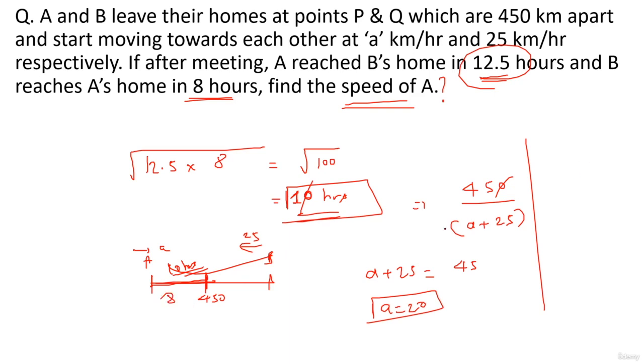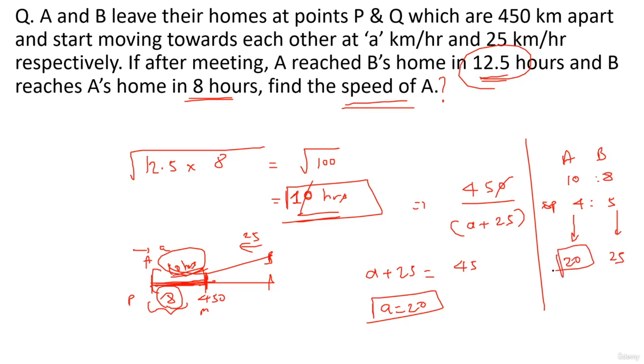So the time taken for this same journey, from this point P to the meeting point, the time taken to meet is 10 hours. And B is coming from here to A's house in 8 hours, right? So for this same leg of the journey, the ratio of the timings of A and B is what? 10:8. So what will the ratio of speed be? The inverse, 4:5. But 5 corresponds to 25 kilometers per hour. 4 corresponds to what? 20 kilometers per hour. Same thing you will get by using ratios.